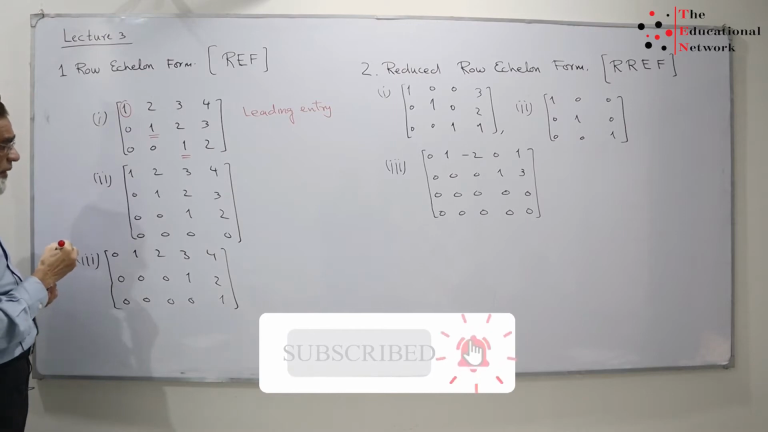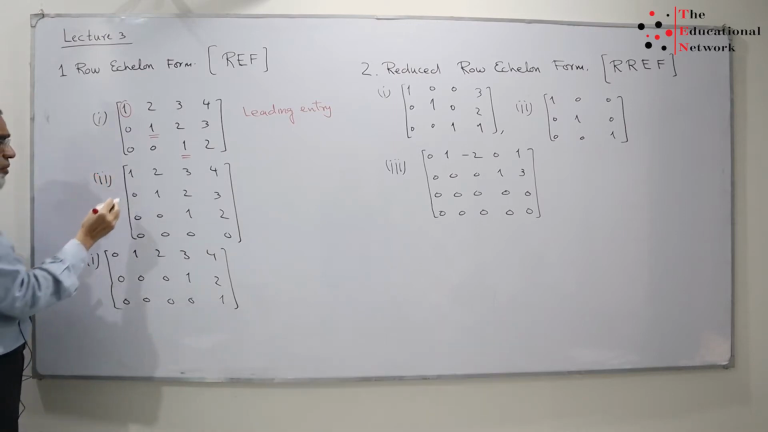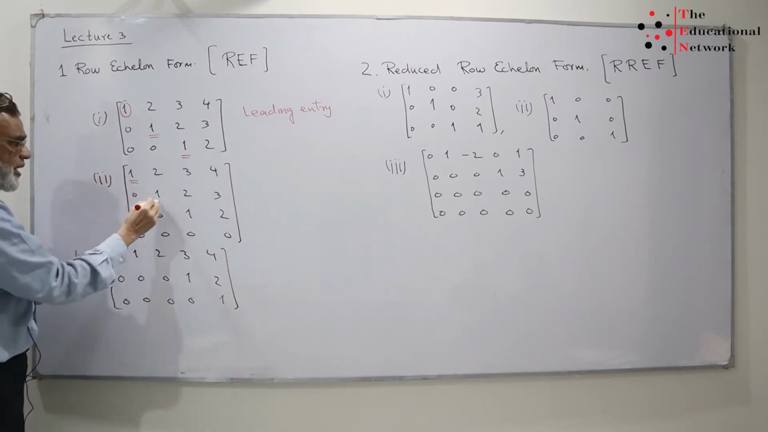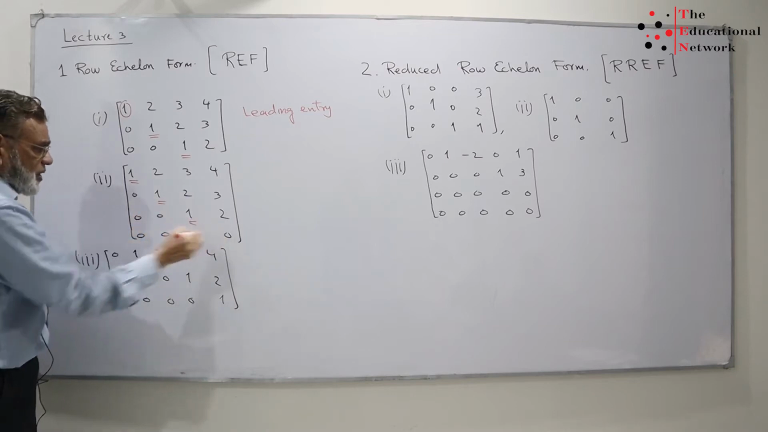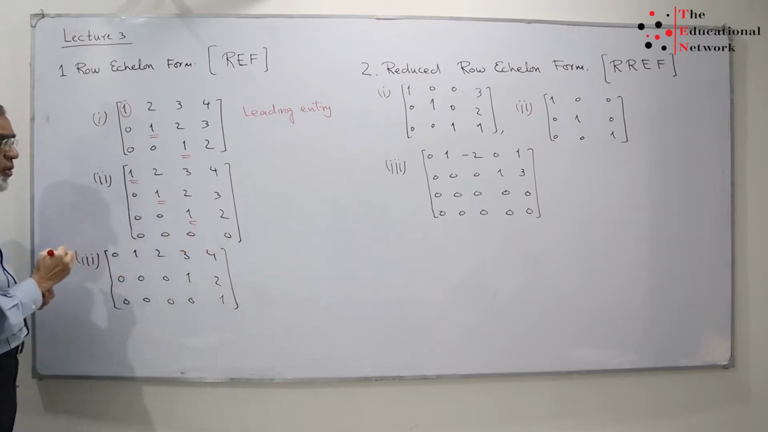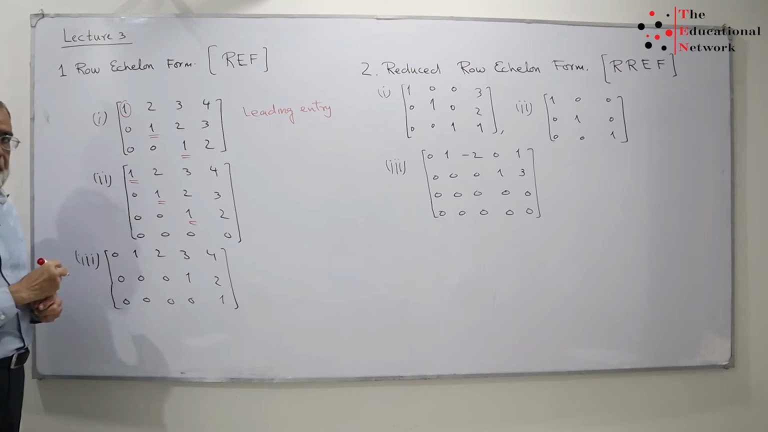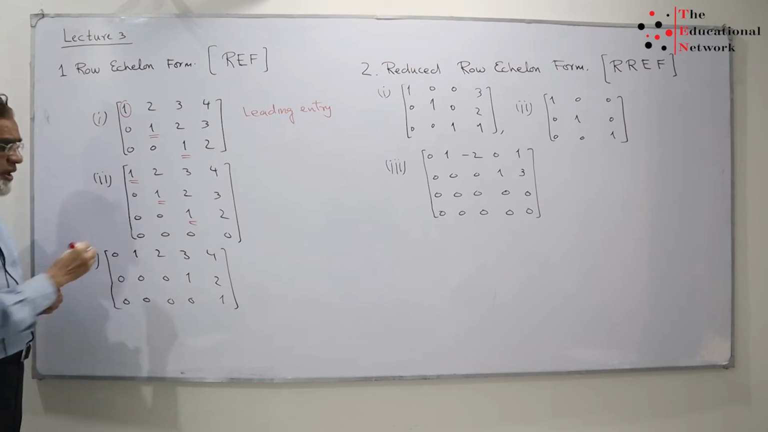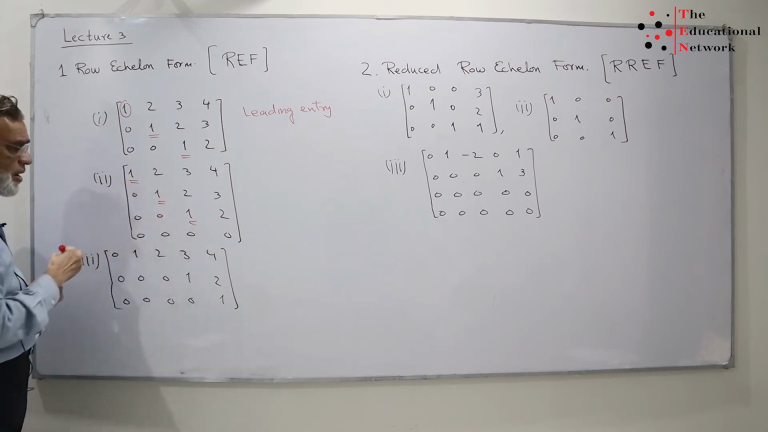You can see that in this matrix, we have the leading entry 1, the next leading entry on the right, the next, and here it is 0. When there is a 0 row, it comes at the bottom. We group this one at the bottom, interchange and bring it to the bottom. This is our row echelon form.